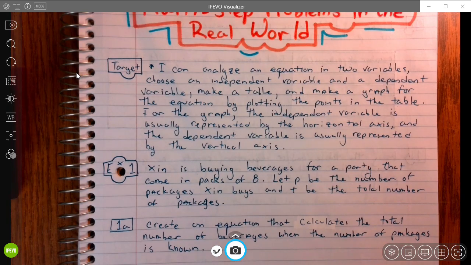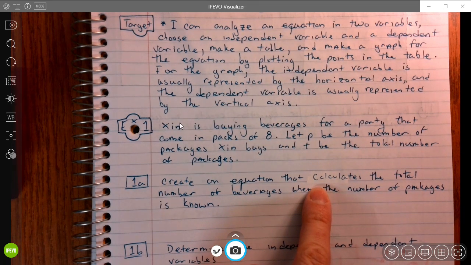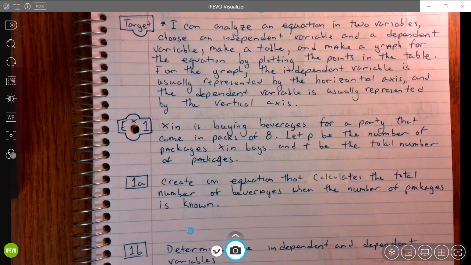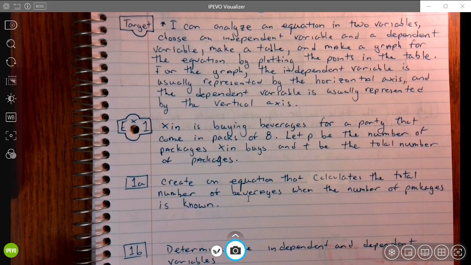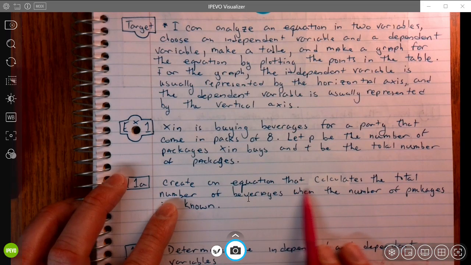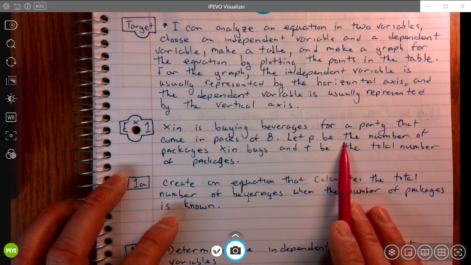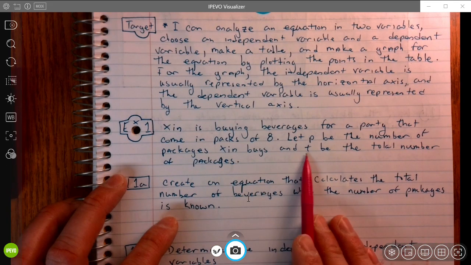Okay, so in 1A, we want to create an equation that calculates the total number of beverages when the number of packages is known. So how can we go ahead and do that? We've gotten pretty good so far at figuring out how to create equations. If we go back here, we're saying let P be the number of packages Zin buys, and T being the total.